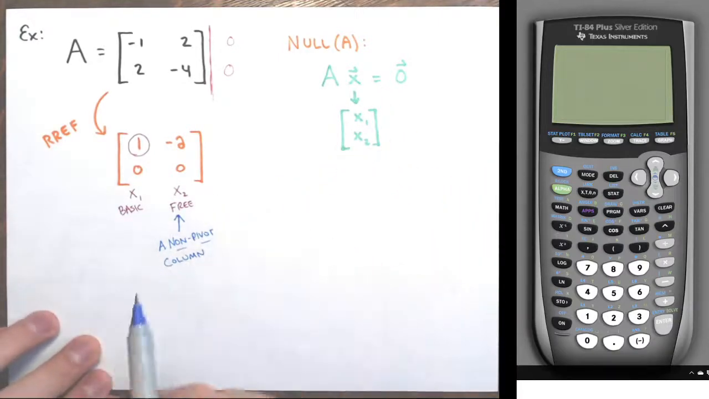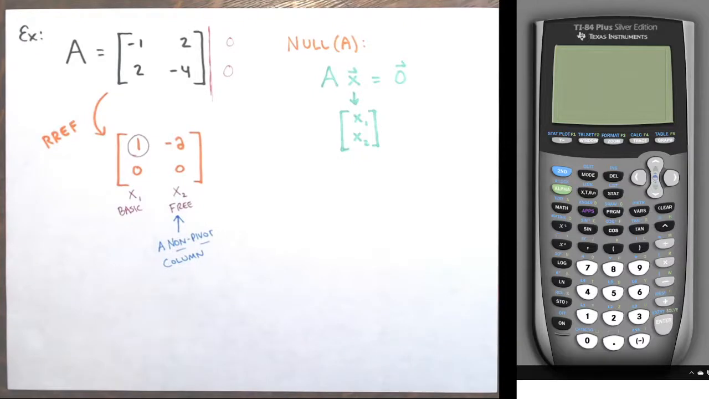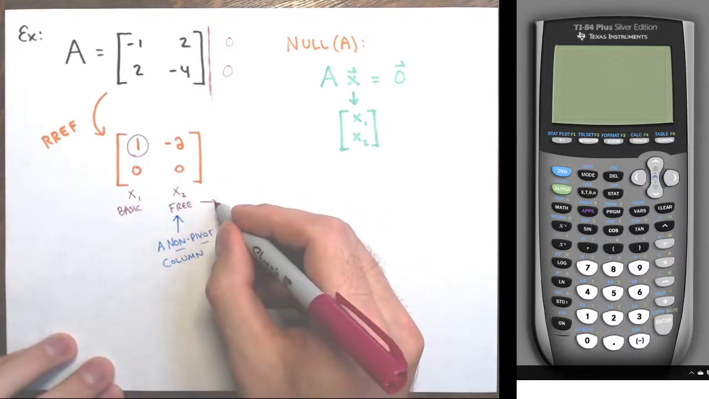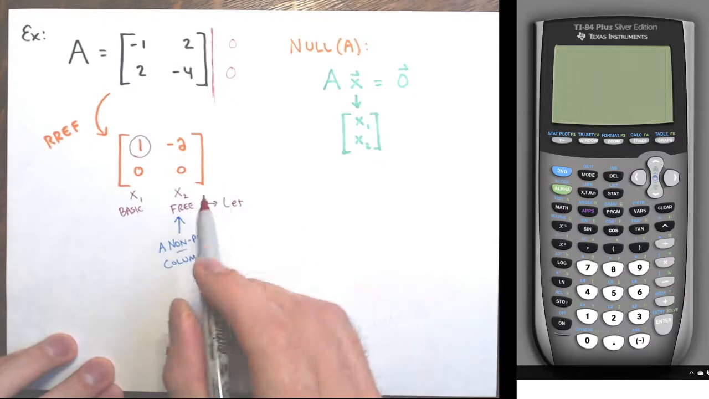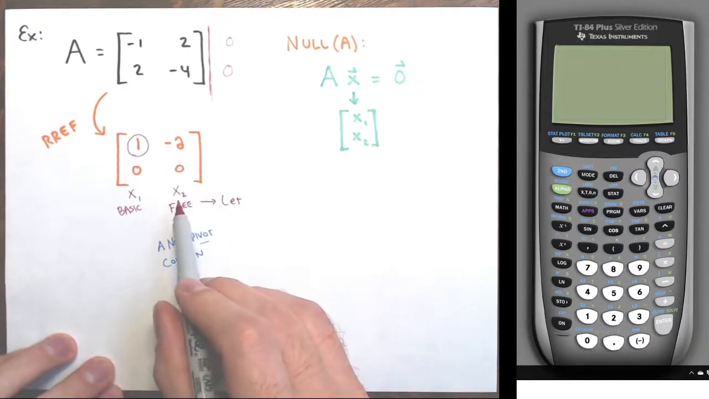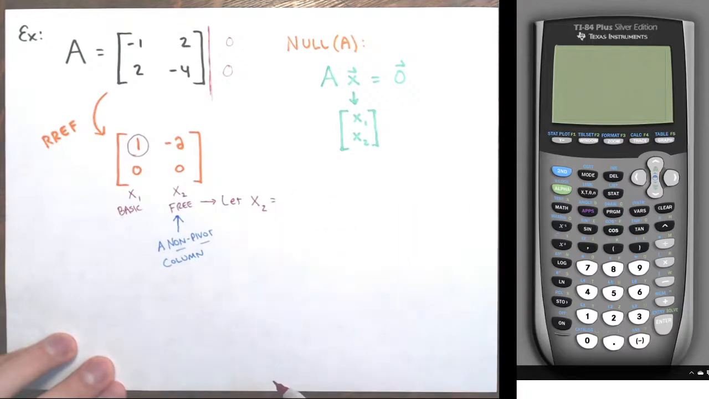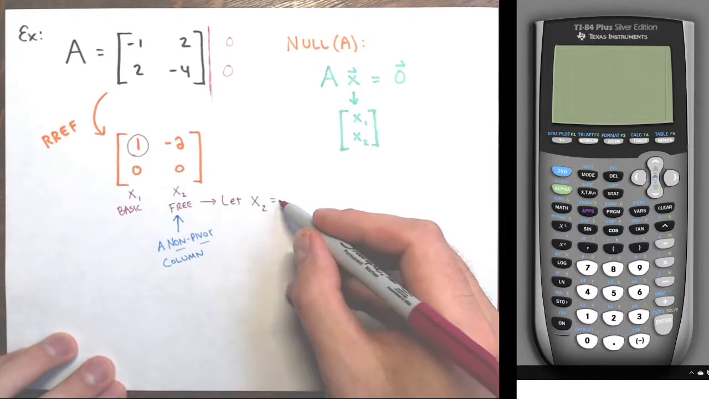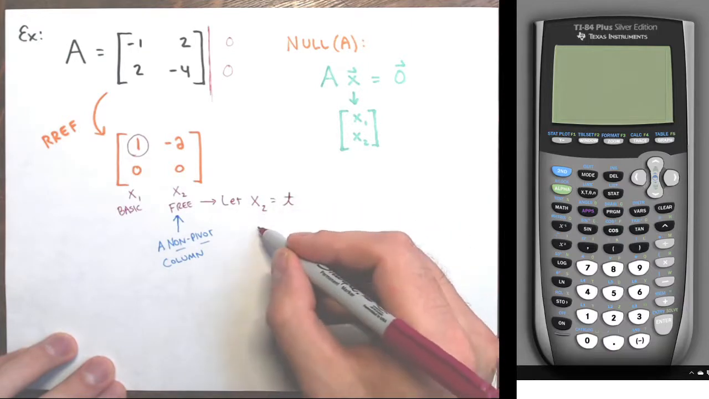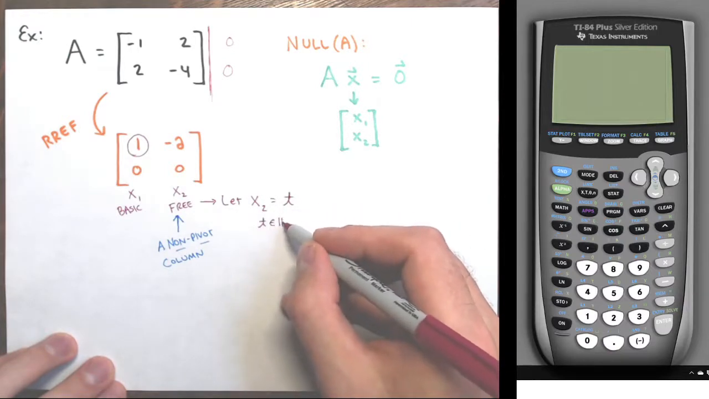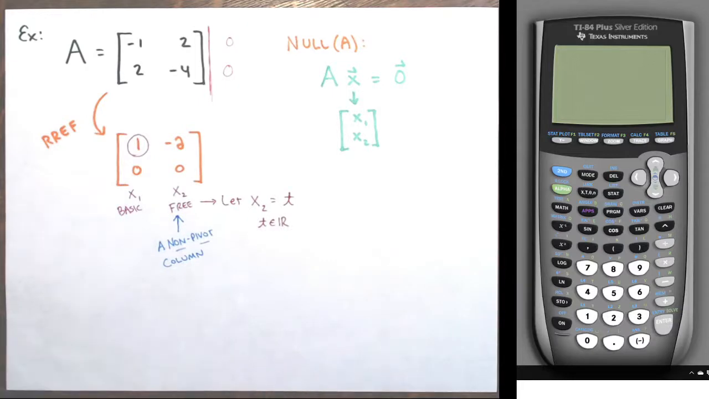As I like to do with my free variables, I'm going to replace it. You can leave it as x2 if you wish, but I personally like replacing free variables with other parameters that can take on any real number value. So I'm going to replace x2 with, say, the letter t that represents a real number, so t belongs to the real numbers here.